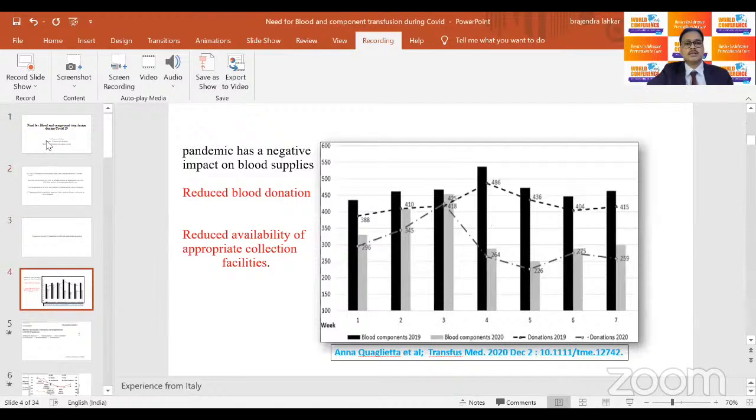If you see this, reduced blood donation is a significant aspect of blood banking. Over the weeks of the pandemic running from March to April in Italy, this experience is from Italy, the number of transfusions, blood components and donations came down. The need for blood also came down. As compared to 2019 and 2020, over March and April, the number of transfusions went down and donation significantly, drastically dropped, causing definitely a difficult situation for the blood banking system.